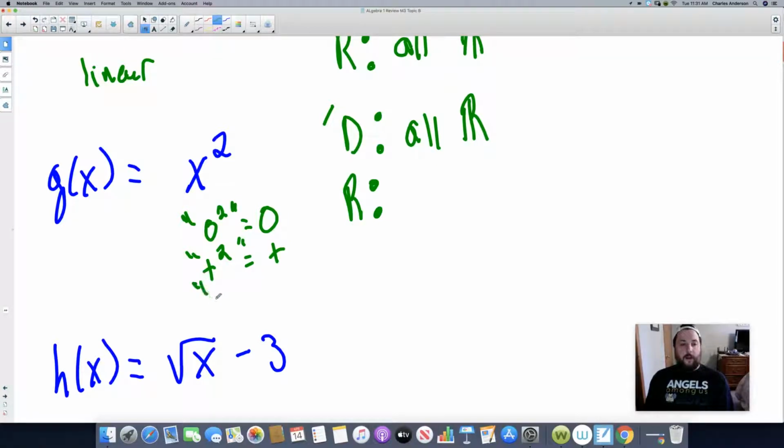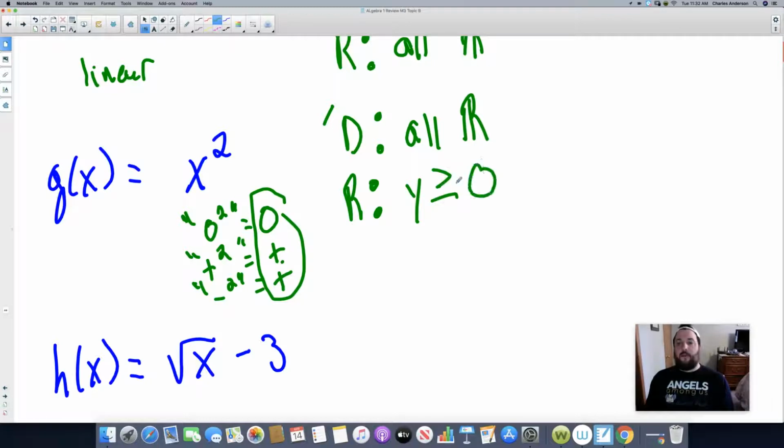Or I can square a negative number. Just putting little quotes around it. Well, squaring a negative means I take a negative and I multiply by a negative. That is still positive. So my outputs, my range, are going to be 0 and all of the positive numbers. So how can we write that? Well, it means that our range, our y coordinates, can be greater than or equal to 0, right?